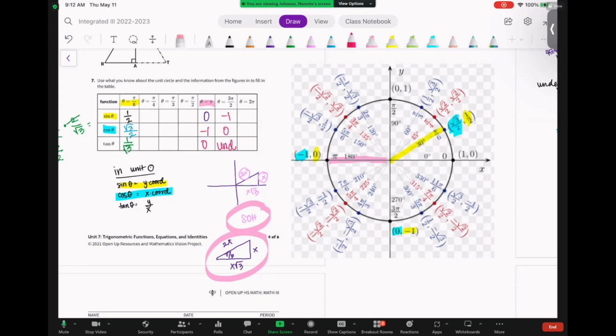Go ahead and fill out the rest of this chart using whichever way you like better. Just be comfortable in everything: your 30-60-90, your SOHCAHTOA, knowing sine is your y coordinate, cosine is your x coordinate, and tangent is y over x, and you're really good.